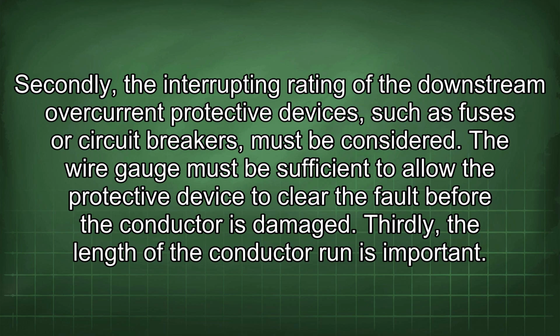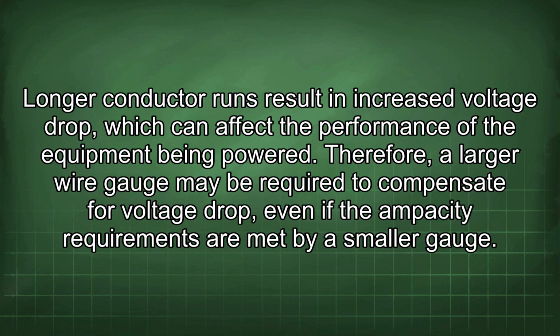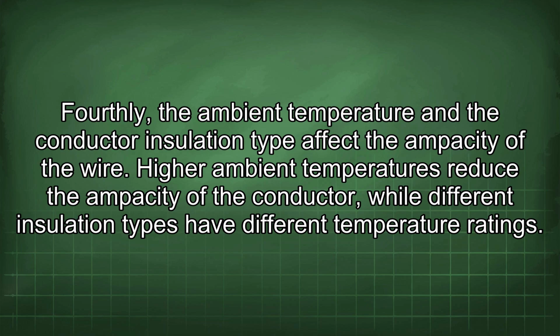Thirdly, the length of the conductor run is important. Longer conductor runs result in increased voltage drop, which can affect the performance of the equipment being powered. Therefore, a larger wire gauge may be required to compensate for voltage drop, even if the ampacity requirements are met by a smaller gauge. Fourthly, the ambient temperature and the conductor insulation type affect the ampacity of the wire.